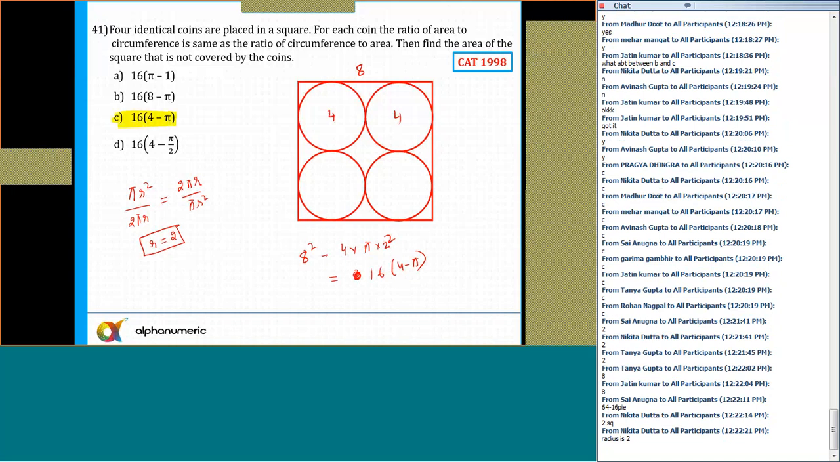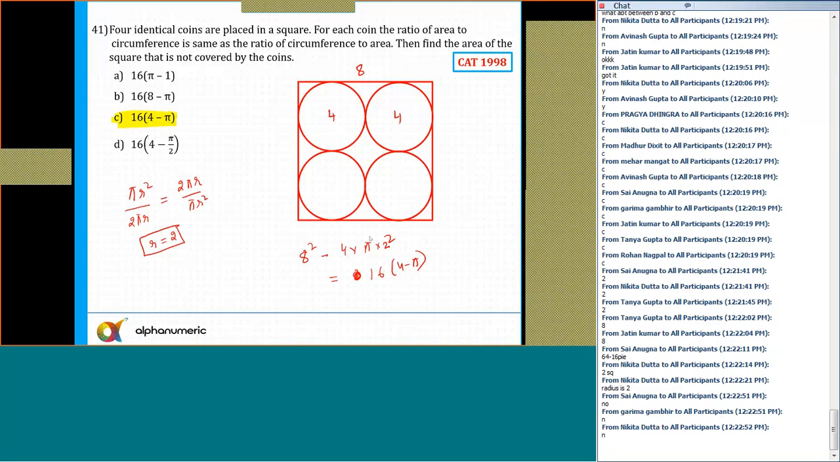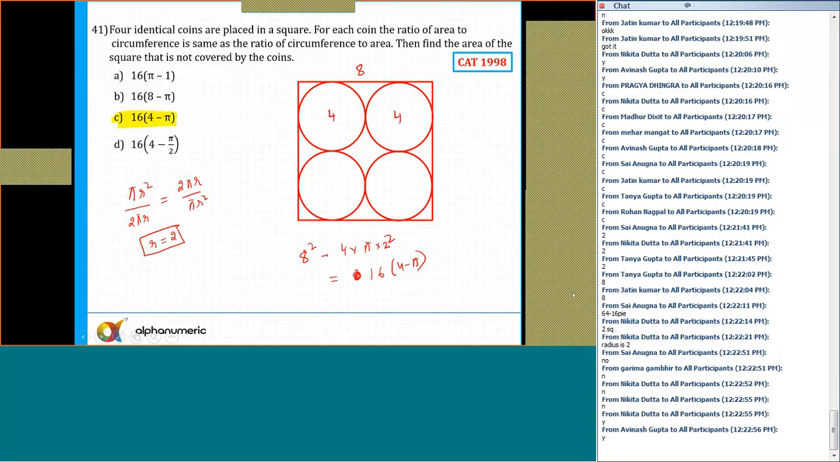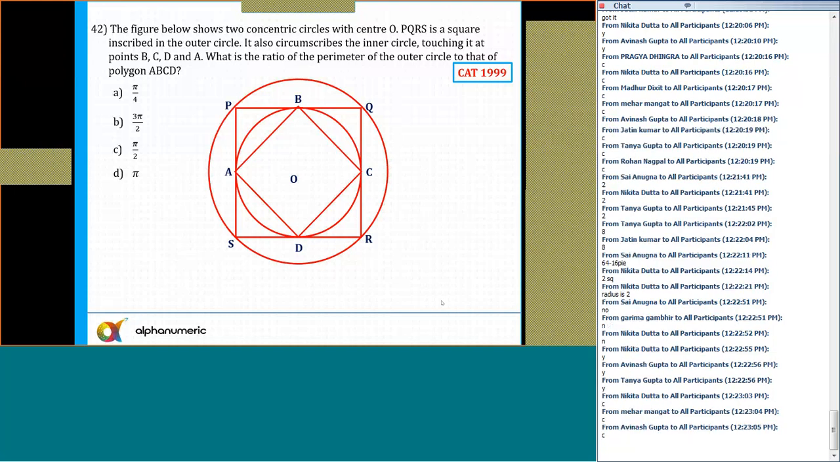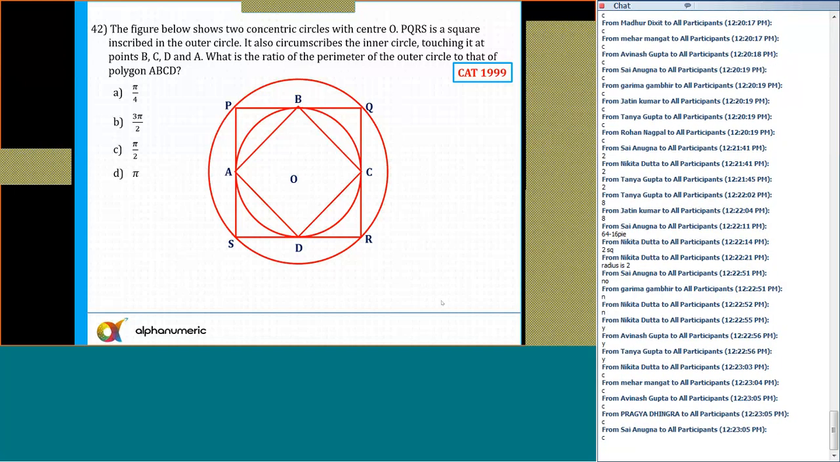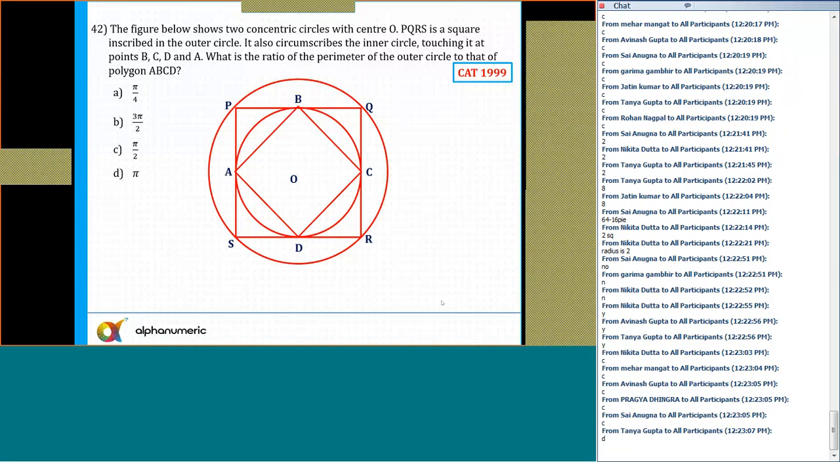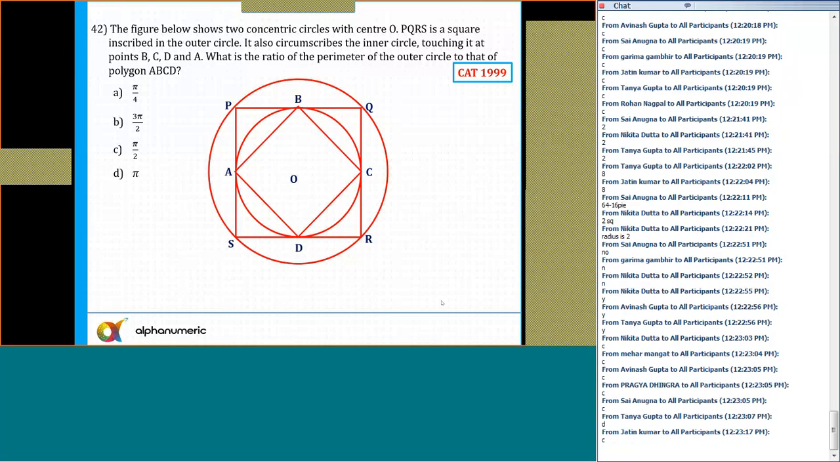Any doubts to anyone now? Can I move to the next question, if it is clear to all of you? Okay. Question number 42. Another easy one. The correct answer is, of course, option number C.